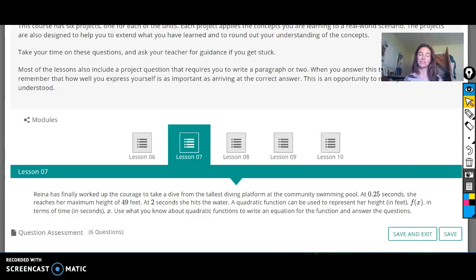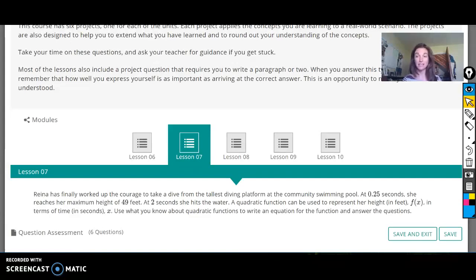We've got 6 questions, and the background information for this is that Raina has finally worked up the courage to take a dive from the tallest diving platform at the community swimming pool. At 0.25 seconds, she reaches her maximum height of 49 feet. At 2 seconds, she hits the water. A quadratic function can be used to represent her height in feet, f of x, in terms of time in seconds, x.